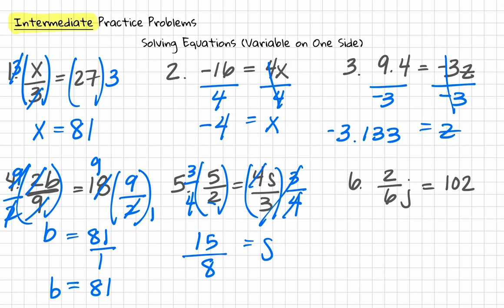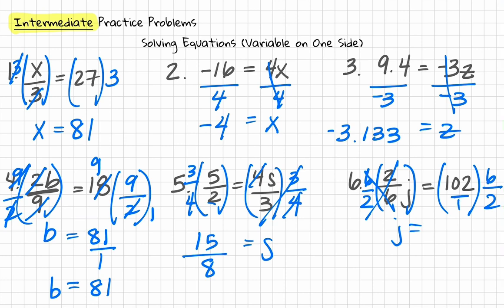For problem number 6, something similar. So this is just so we can practice and be familiar. If you have something multiplied by 2 over 6, you can multiply by its inverse of 6 over 2. So then do it on the same side. That cancels, we have j. And then this is technically over 1. That can be broken down. This can, though. They both have a common factor of 2, so I'm going to make that 1. This is going to be 51. And then 51 times 6 is 306 divided by 1, or J is equal to 306.